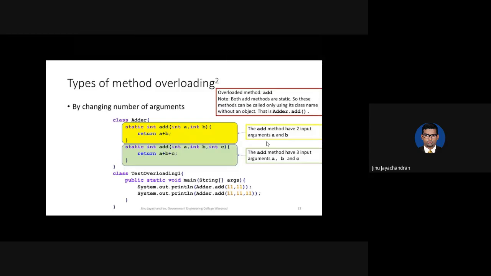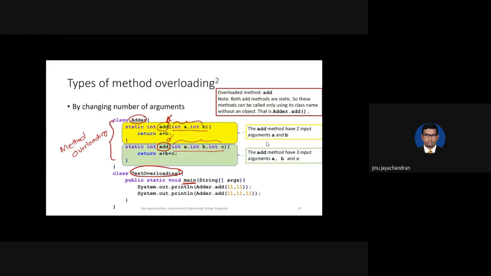Here, I have a class Adder and a class TestOverloading, and I have defined the main method inside TestOverloading. In Adder, I have two methods with the same name. One is called add, the other is also called add. We'll see static and all in the next few slides. But if you look at the number of arguments, in the first add it is 2 and in the second add it is 3. This is a case of method overloading because you have the same method name but a different number of arguments.